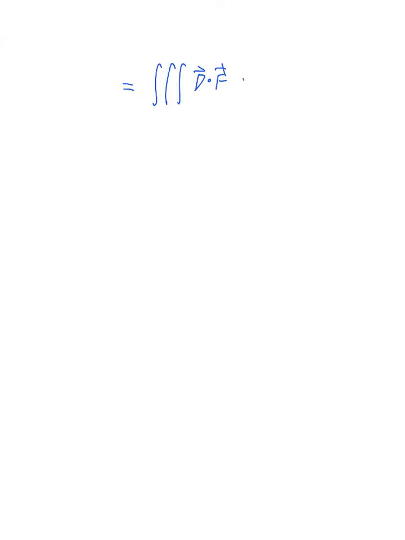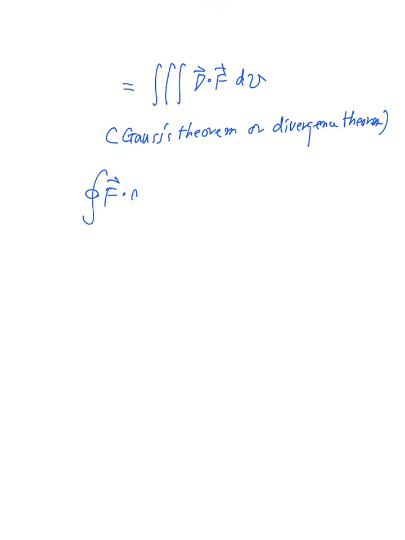divergence of f dv. This is called Gauss theorem, or divergence theorem. So we learned the two important mathematical theorems. The first one is Stokes theorem. And the second one is Gauss theorem.